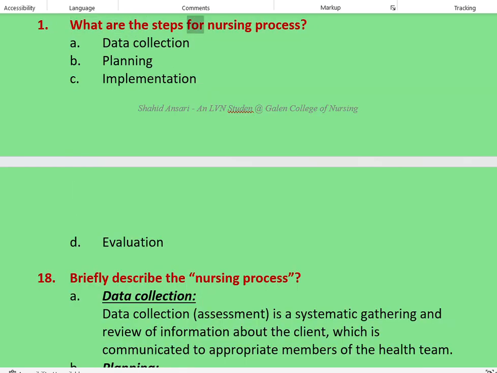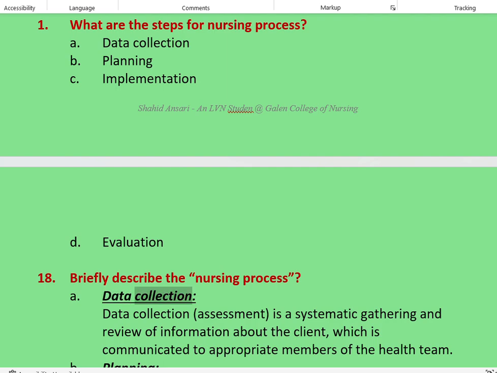1. What are the steps of the nursing process? A. Data collection. B. Planning. C. Implementation. D. Evaluation. 18. Briefly describe the nursing process.